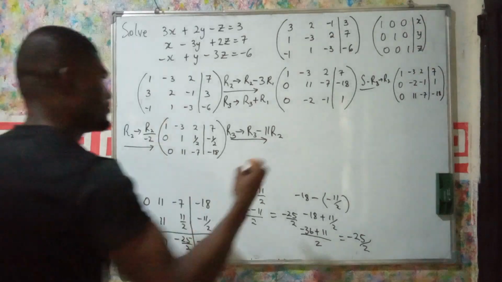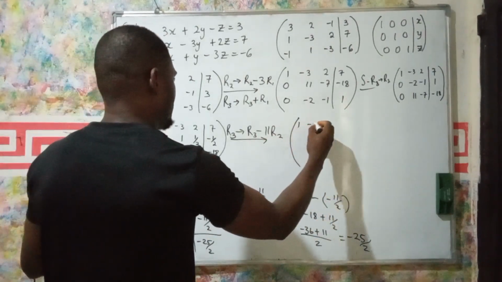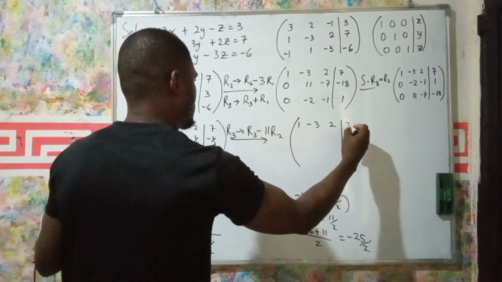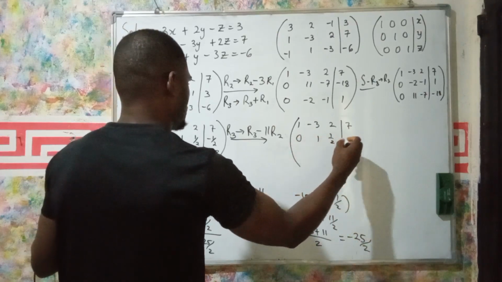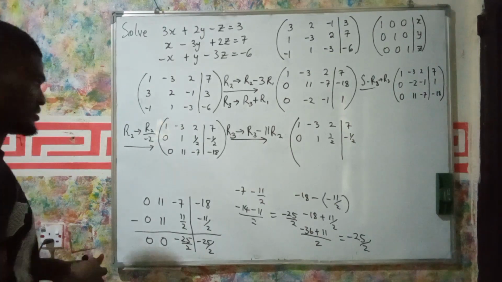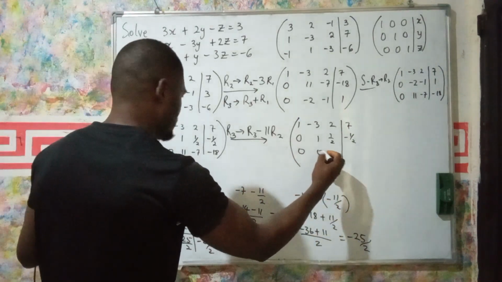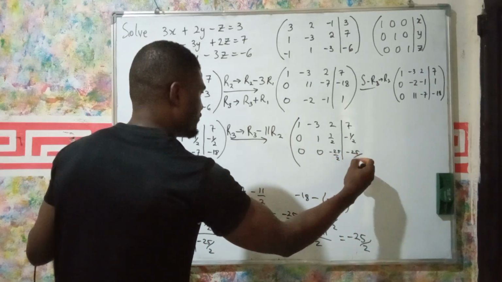Alright, so let's write it down. So our new row 1 is 1, minus 3, 2, 7. Row 2 is 0, 1, 1 over 2, negative 1 over 2. And then row 3 is what we have here, which is 0, 0, minus 25 over 2, minus 25 over 2.